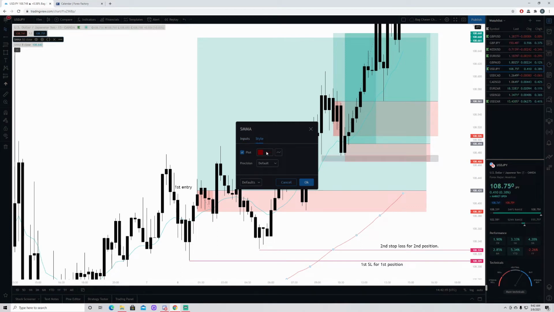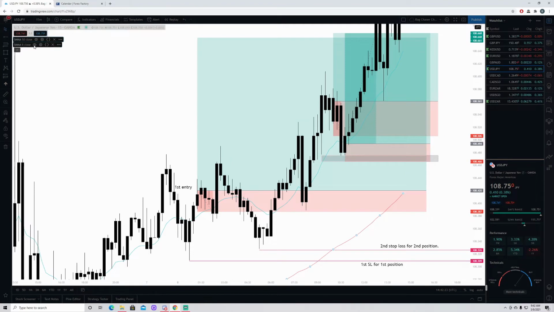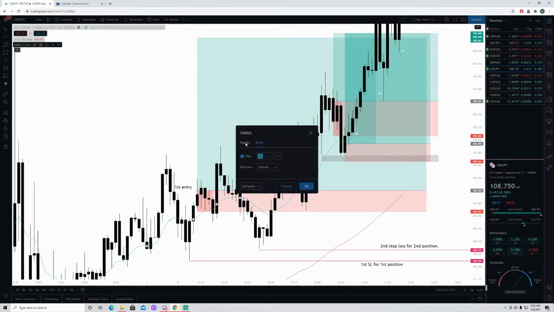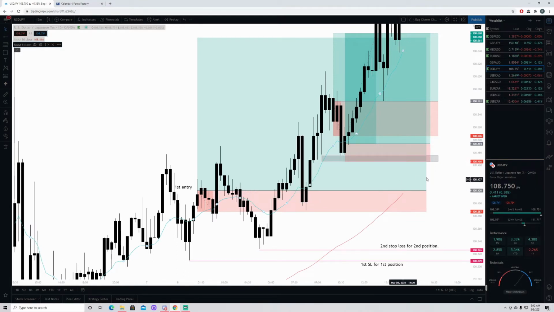Go to style and make it red. Just click there and it'll give you a color palette, and you can make it red. Same thing with that blue one. You want to make it 8. You see what's on the screen, and just make it blue. Boom. That's all you got to do.